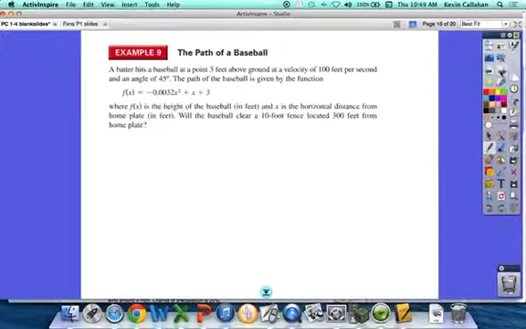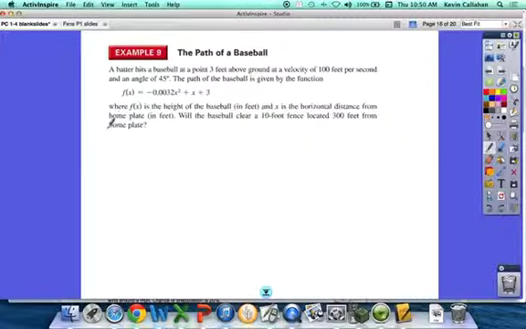In this problem in particular, let's read it. A batter hits a baseball at a point 3 feet above the ground at a velocity of 100 feet per second at an angle of 45 degrees. Okay, that's pretty complicated. The path of the baseball is given by this function. So they've given us a function with function notation, where f of x is the height of the baseball and x is the horizontal distance from home plate in feet. Will the baseball clear a 10-foot fence which is located 300 feet from home plate?